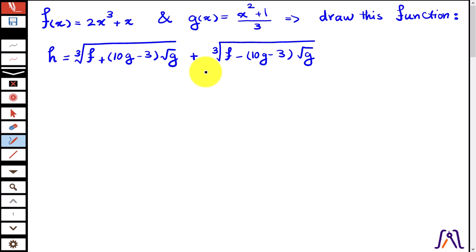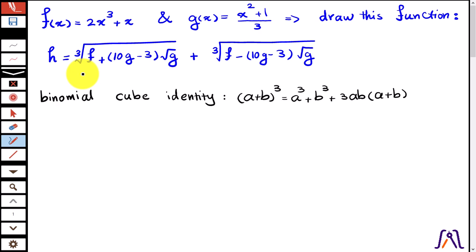Probably the first step to simplify this expression is to get rid of the radicals. And as you can see, the index of the radicals is 3. So you might guess that using the binomial cube formula is a good idea. And just in case you've forgotten the binomial cube identity, it looks like this.